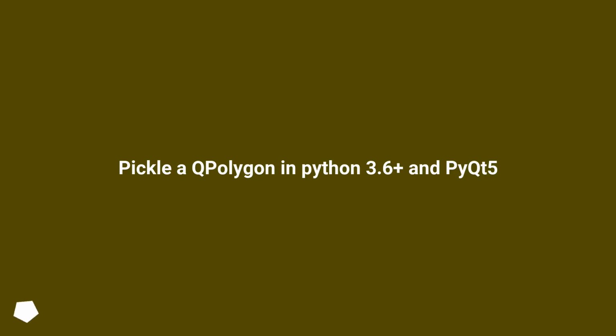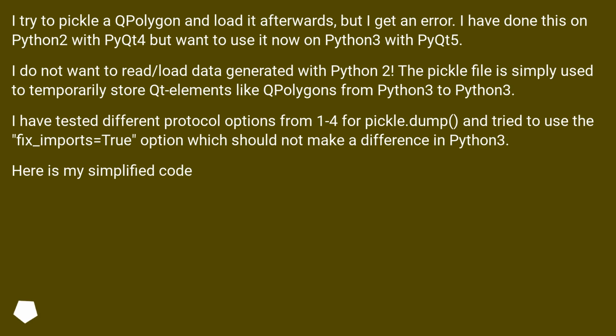Pickling QPolygon in Python 3.6 plus and PyQt5. I try to pickle a QPolygon and load it afterwards, but I get an error. I have done this on Python 2 with PyQt4 but want to use it now on Python 3 with PyQt5. I do not want to read or load data generated with Python 2.